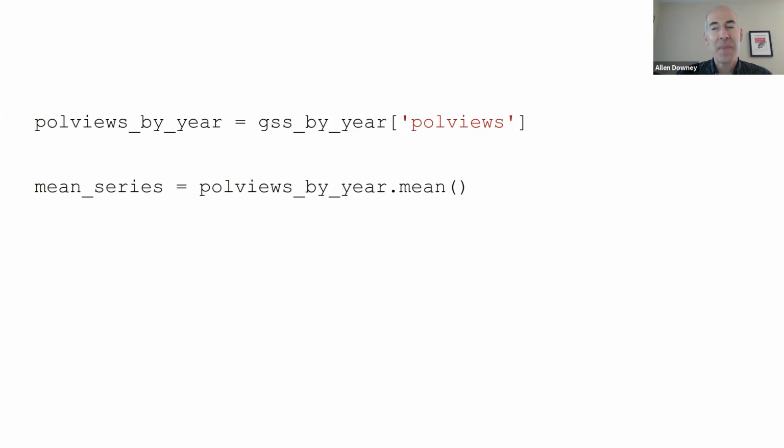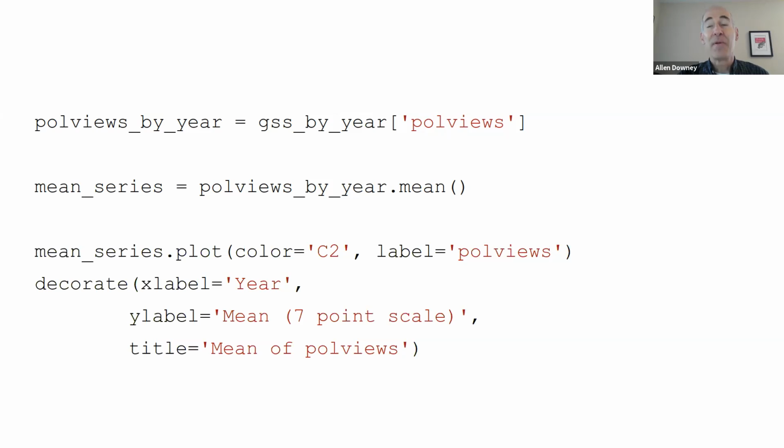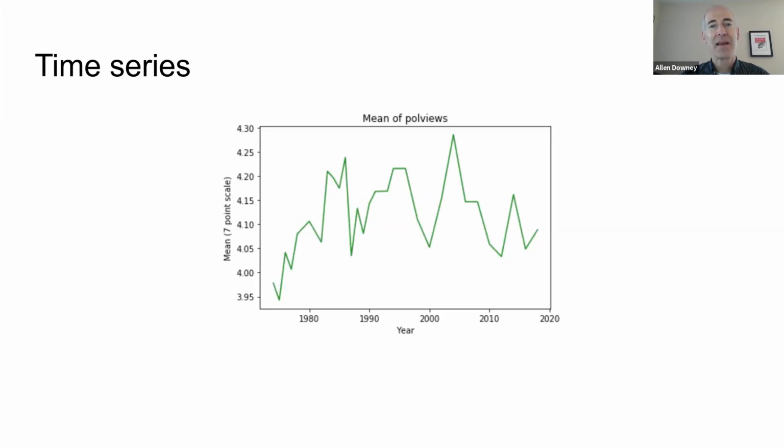So if I invoke the mean function on it, it will implicitly loop through each year and compute the mean of the responses to poll views. And the result of that is a series, which I can now plot. And here's what that looks like.